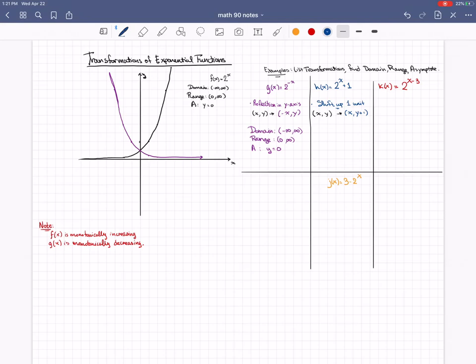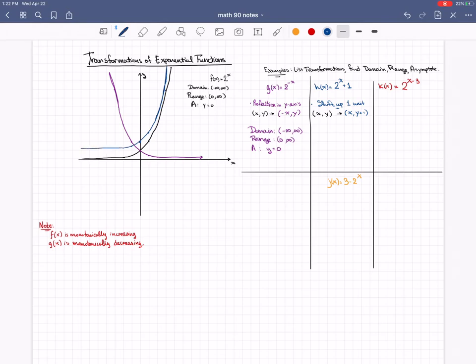The point 1, 2 goes up to 1, 3. The point 2, 4 goes up to 2, 5. The point 3, 8 goes up to 3, 9. And then down here, same thing. This is going to go up to 1.5. This is going to go up to 1 1/4, 1 1/8, and so on. So here is that graph. Again, same exact shape, but everything has been shifted up by 1 unit.